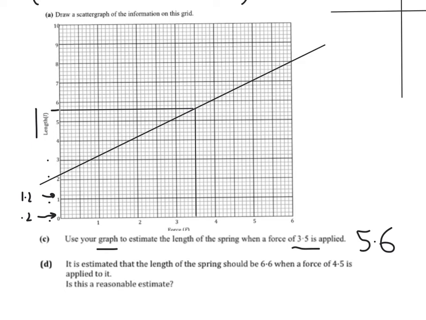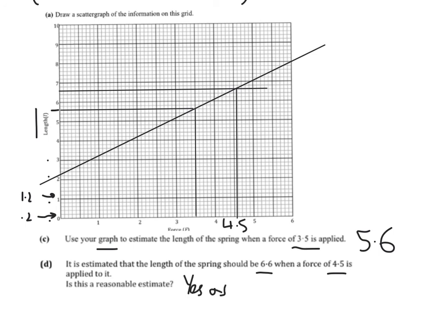Now on to D, slightly different. It's saying if I had a spring of length 6.6 when a force of 4.5 is applied. So let's reverse this one. Let's start at the length of 6.6. So let's put our line in and go horizontal until we get to the line of best fit. So that's 6.6 there. And now we go down, where it met about there. So I would say the meeting point is about 4.5, so I would say yes, as the line of best fit gives 4.5.